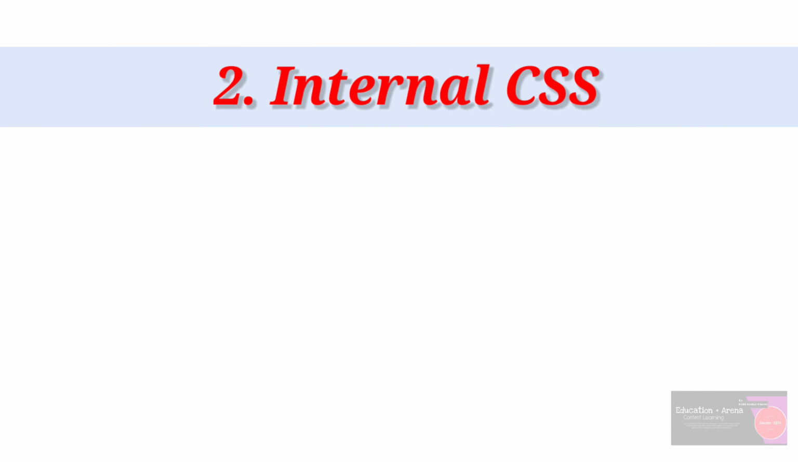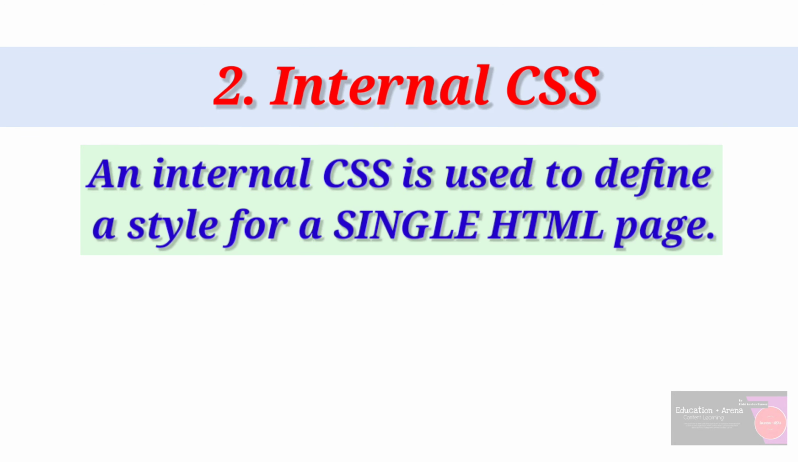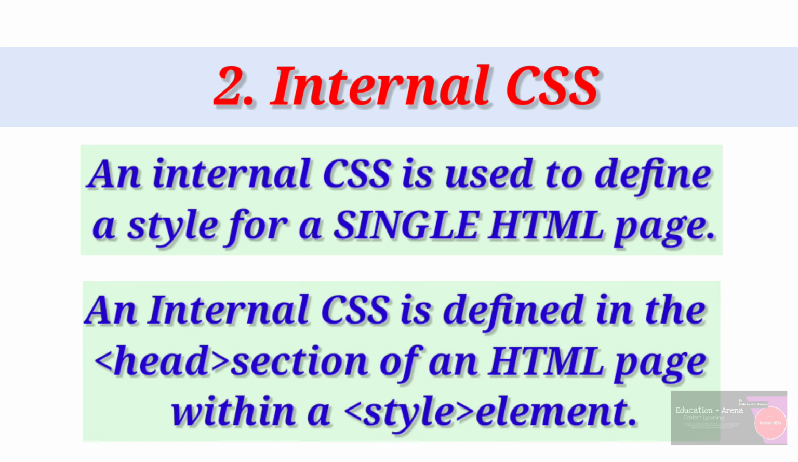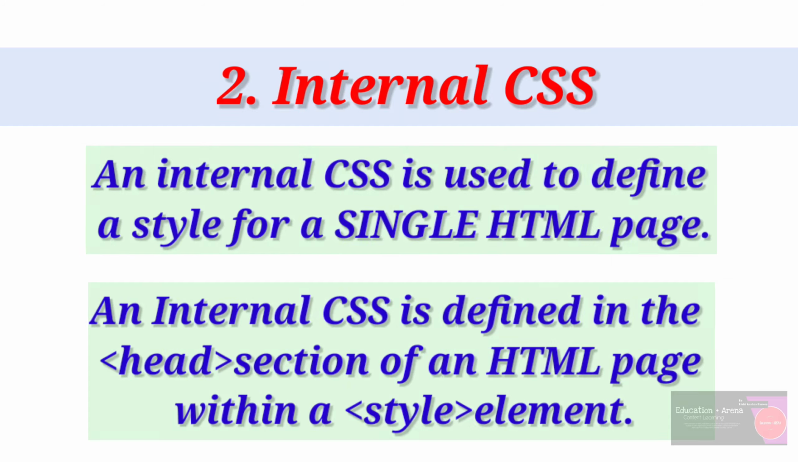Now the next one is internal CSS. An internal CSS is used to define a style for a single HTML page. An internal CSS is defined in the head section of an HTML page within a style element. It means an internal CSS is applicable for a single HTML page and it should be defined in the head section within the style tag. I'll show you one example of internal CSS.